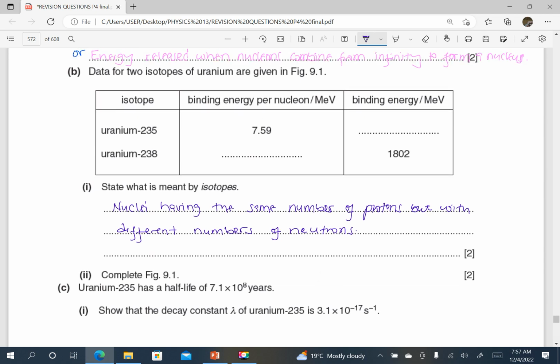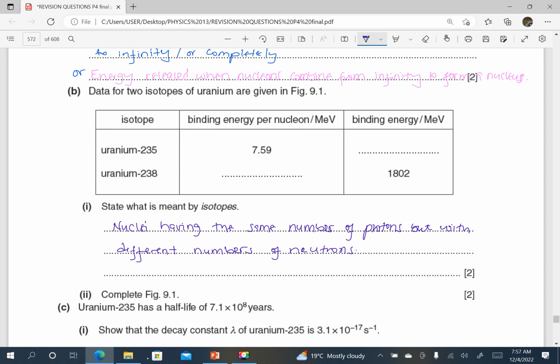9.1. So the first column is for binding energy per nucleon, and the other one is binding energy in mega electron volts. So here we just multiply binding energy per nucleon by the nucleon number. So this is going to be 7.59 times the nucleon number, which is 235. 7.59 times 235 is going to be 1784 to 4 significant figures.